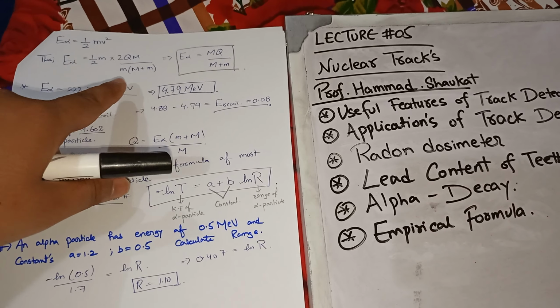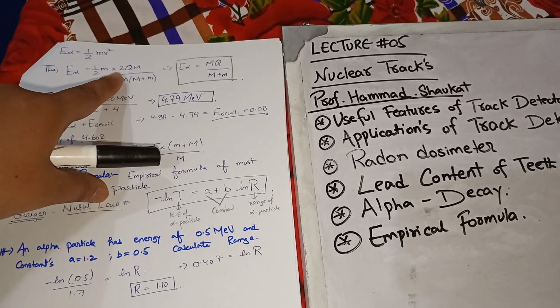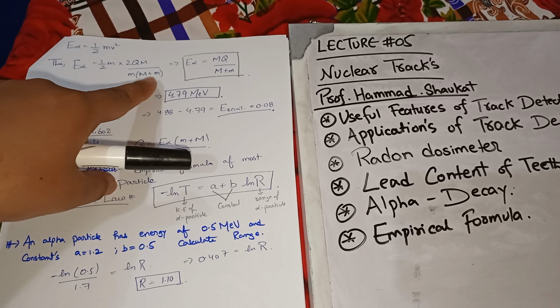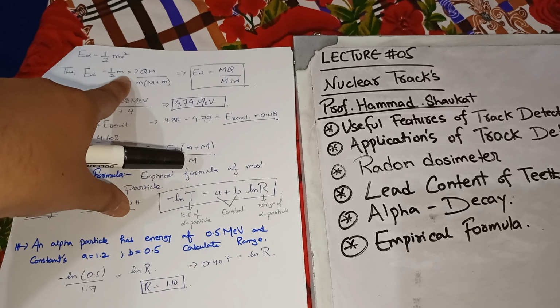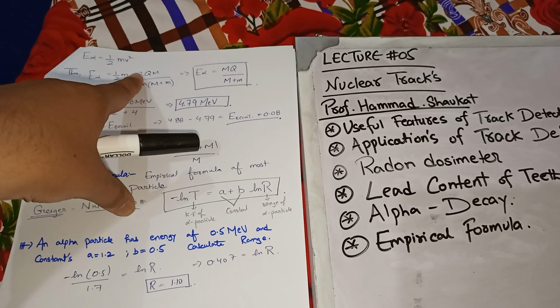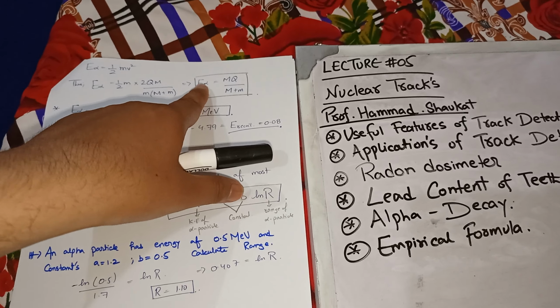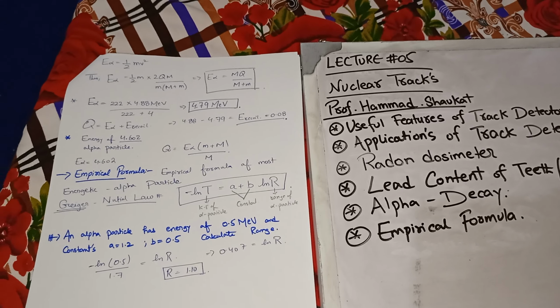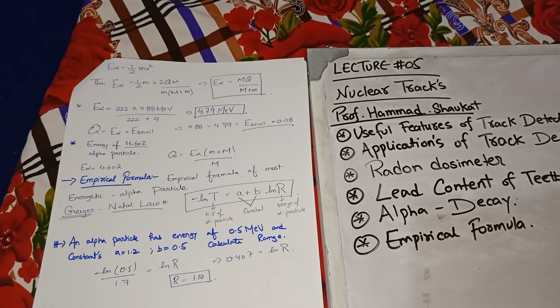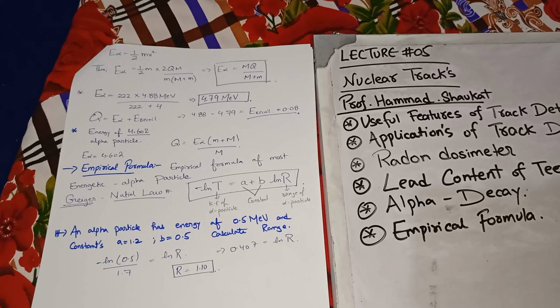We put in the value of v², which is 2QM divided by (m plus M). After some cancellation, M cancels with M, and 2 cancels with 2, and you get the final relation: E alpha equals mQ divided by (m plus M). This is how you can find the E alpha energy.